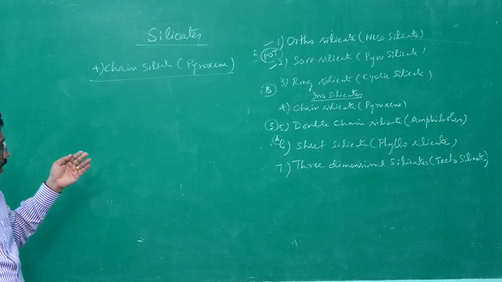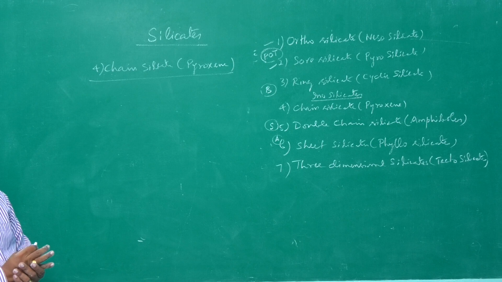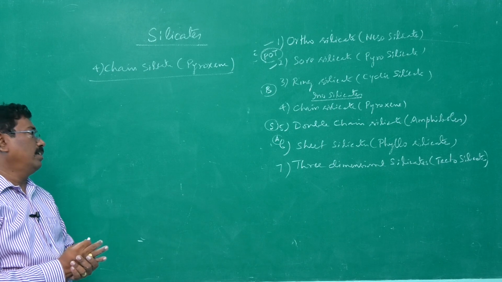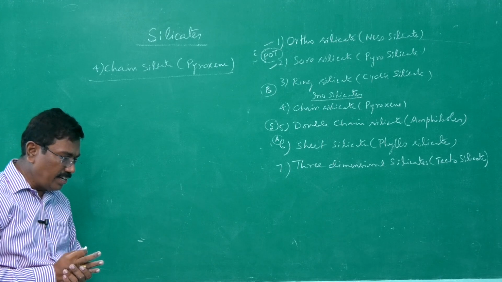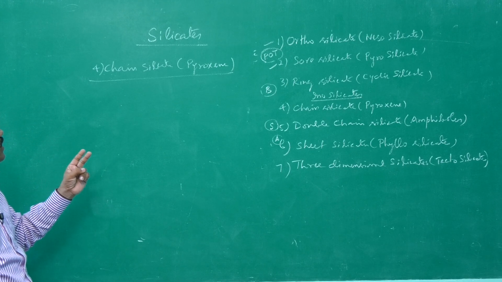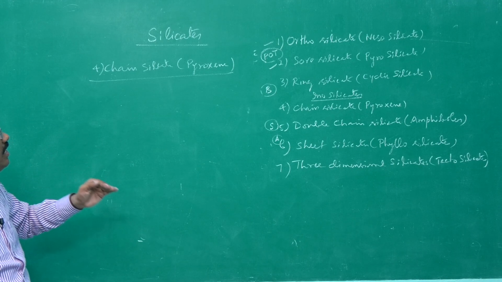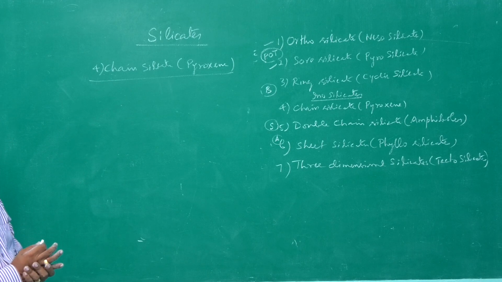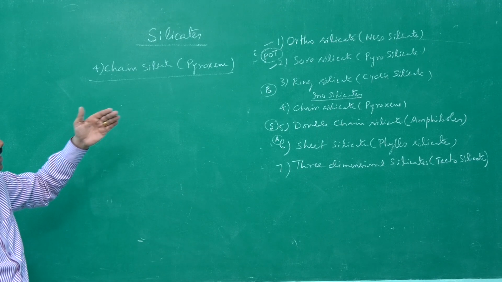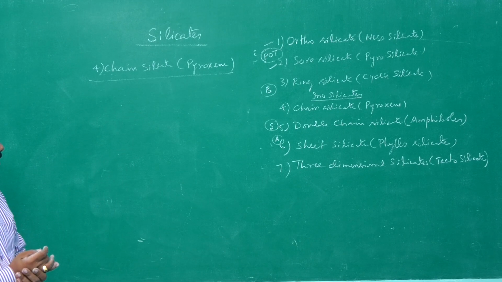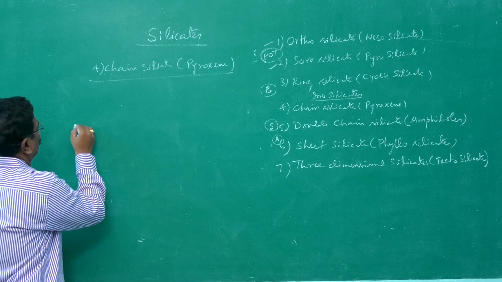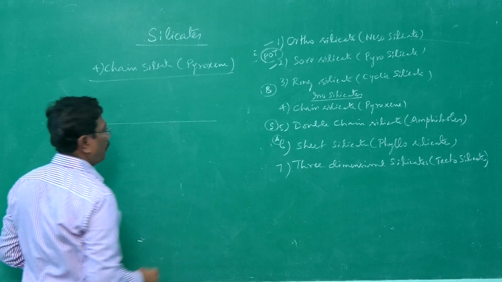Now let me draw the chain silicate to start with, and then let us try to find out in what way it is formed. In chain silicate also 2 oxygen atoms are shared, and therefore the molecular formula will be exactly as we have seen in ring silicate, exactly as we have seen in beryl. All right. Now let me draw a line. All right.